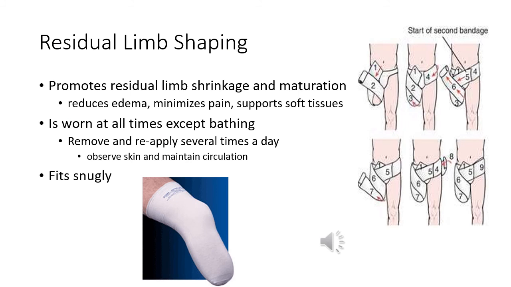Residual limb shaping is as important as preventing contractures and edema in terms of early prosthetic fit. So we need to shrink the tissues at the end of the residual limb that will fit into the prosthetic device, and get that tissue healed and ready. That's what maturation means. We need some tough tissue there on the end that can support the wear and tear that the prosthetic device would put on it. So we want to reduce edema, minimize pain. We want to support the soft tissues.